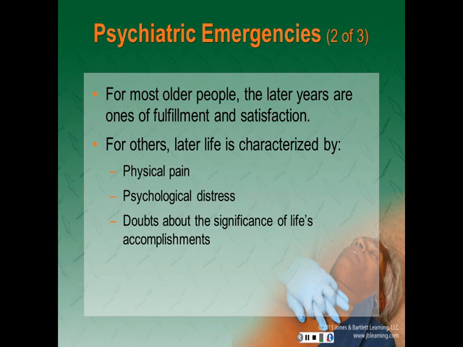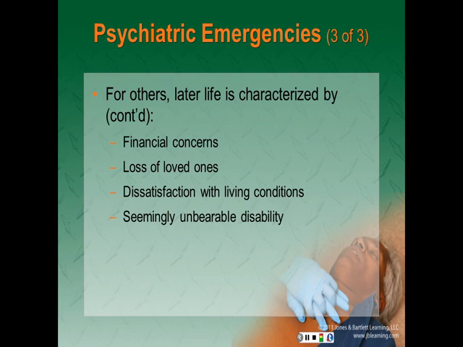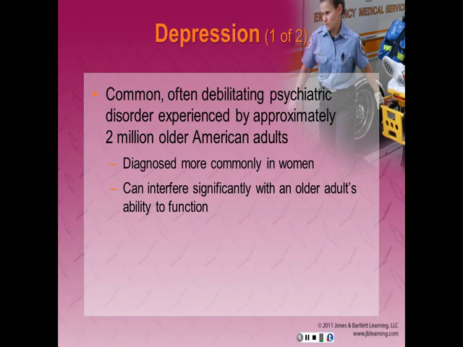For most older people, the later years are ones of fulfillment and satisfaction with a lifetime of accomplishments. For some older adults, later life is characterized by physical pain, psychological distress, and doubts about the significance of life's accomplishments. For others, it may be characterized by financial concerns, loss of loved ones, dissatisfaction with their living conditions, or a seemingly unbearable disability. Depression is a common, often debilitating psychiatric disorder experienced by approximately 2 million older American adults.